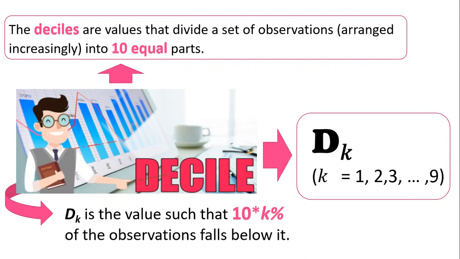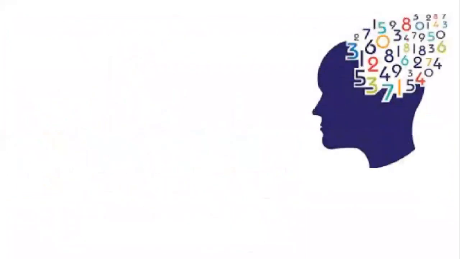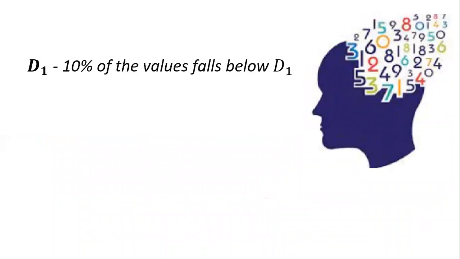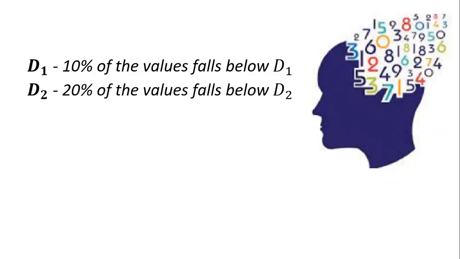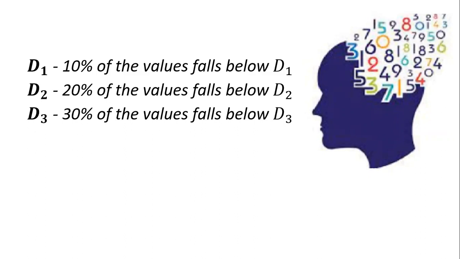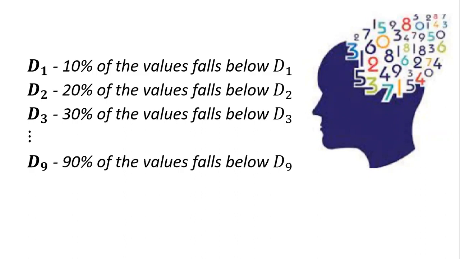Note that for percentile, it is k% for us to interpret. But in this case, for decile, we need to multiply k by 10. So, for example, for d sub 1, or the first decile, 10% of the values fall below d sub 1. When we say d sub 2, 20% of the values fall below d sub 2. And d sub 3 and so on, up to d sub 9, means 90% of the values fall below d sub 9.